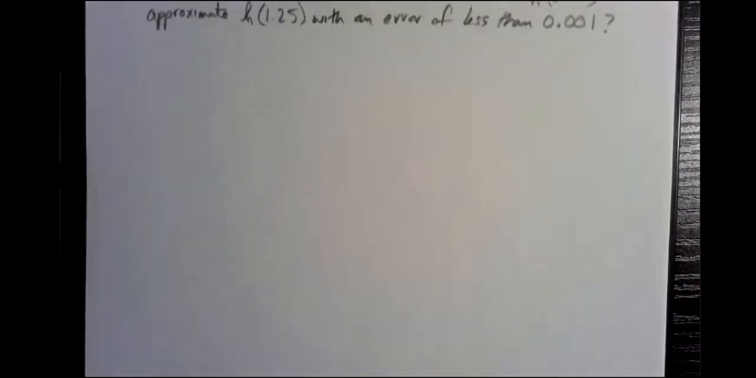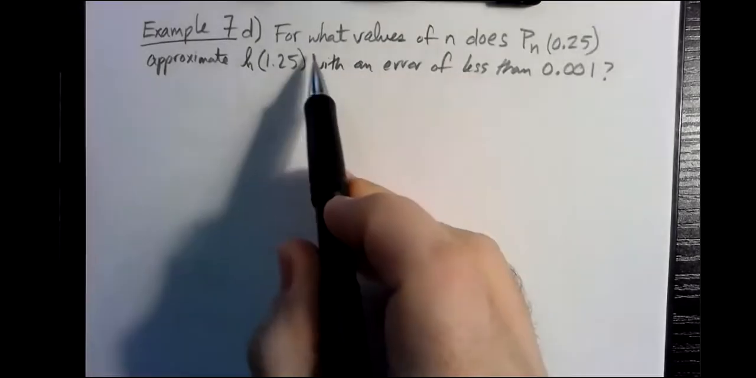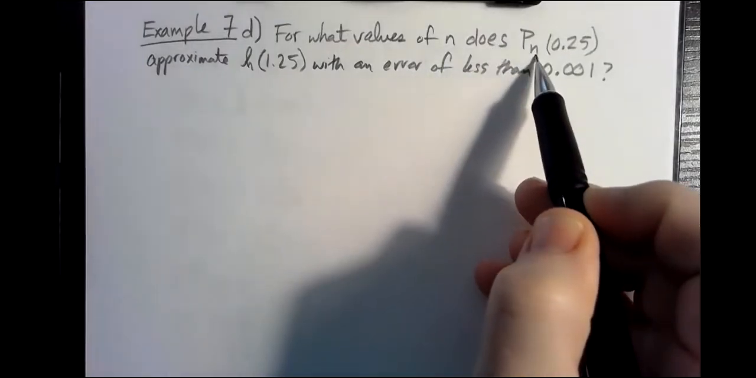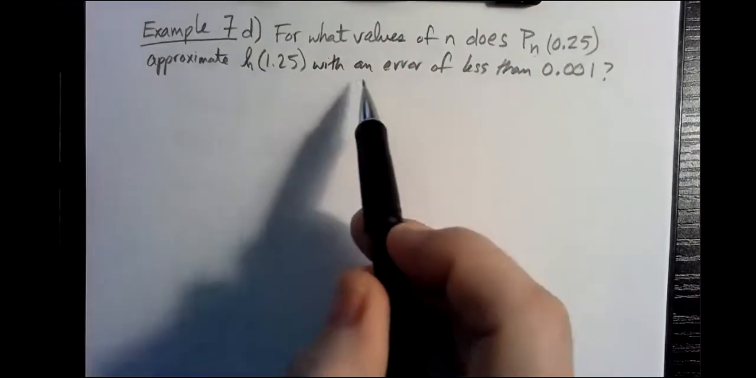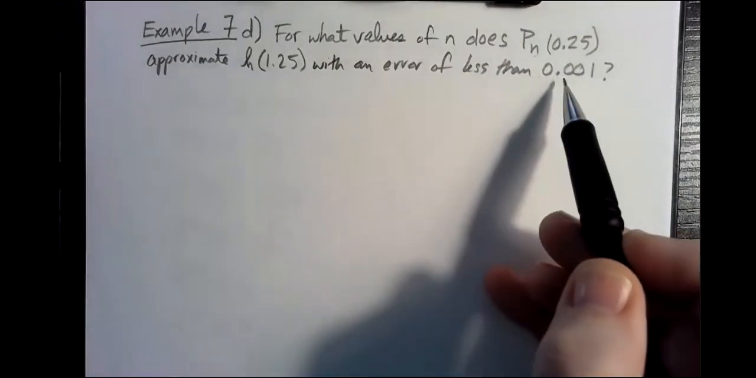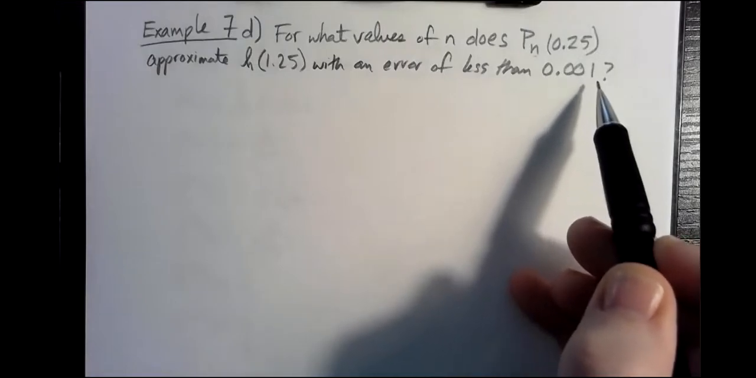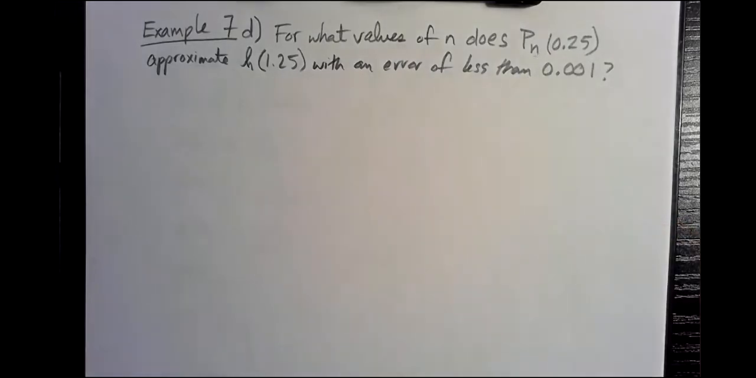Okay, so I'm assuming you took a little break to review. And now we're going to do part D of example 7. We want to know for what values of n does the nth degree Taylor polynomial, evaluated at 0.25, approximate the natural log of 1.25 with an error of less than 1/1000th. So if we want to tighten up our bound so that the error is no bigger than 1/1000th, what value of n, meaning what degree polynomial, do we need to use to approximate the natural log?